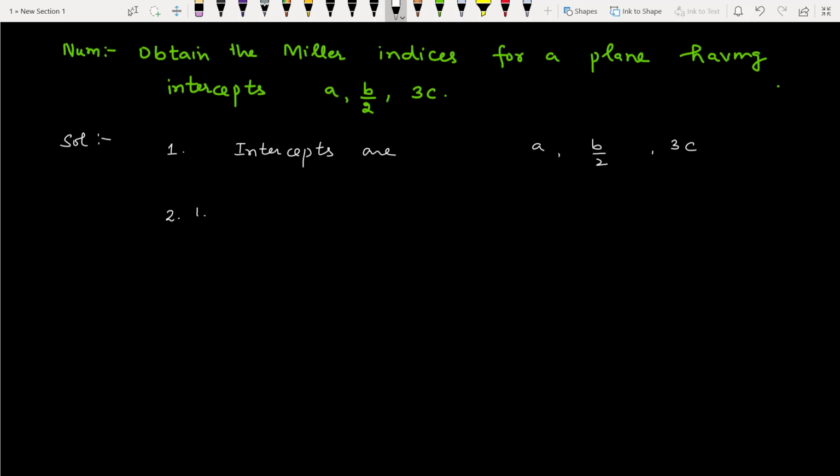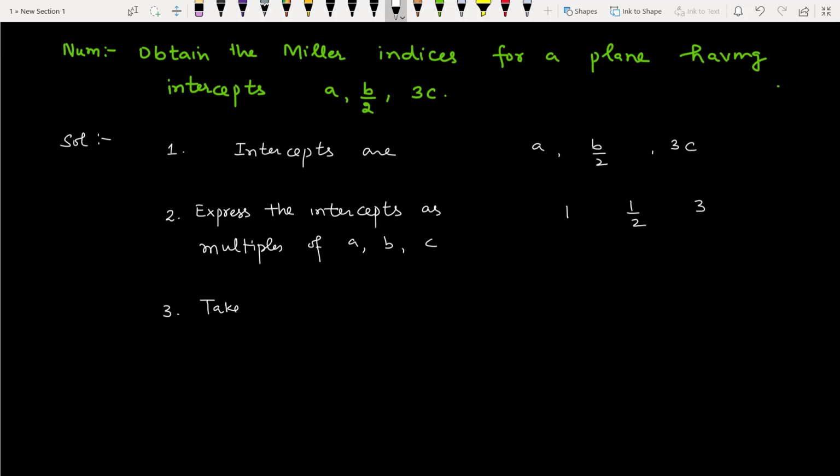So now we will express the intercepts as multiples of A, B and C. So that will be 1, 1 by 2, 3. Then take reciprocal: 1, 2, 1 by 3.